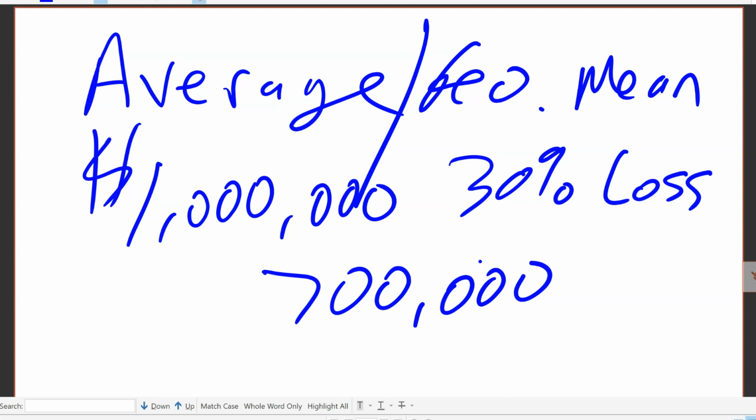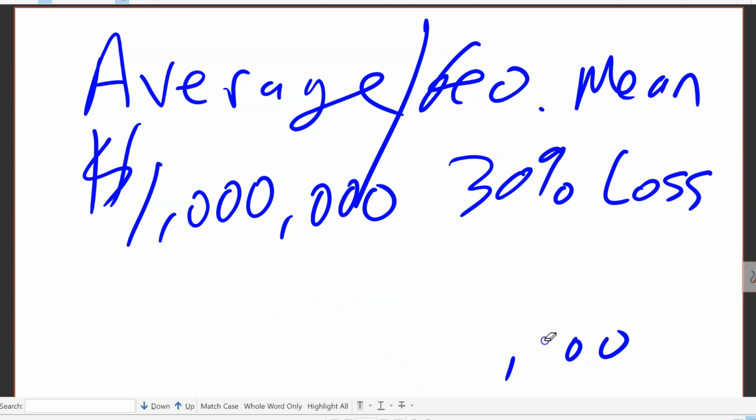If I lose 30%, I need to gain 30%. And the reality is, if you gained 30% off of 700, you're left with $910,000. You're still underwater from your original $1 million starting point. And this backs up that principle. Losing money hurts more than making money helps you.